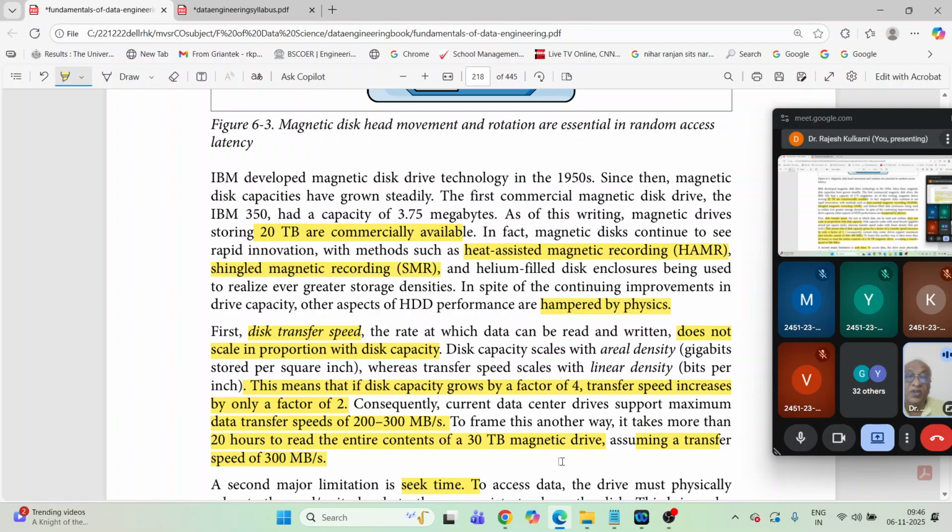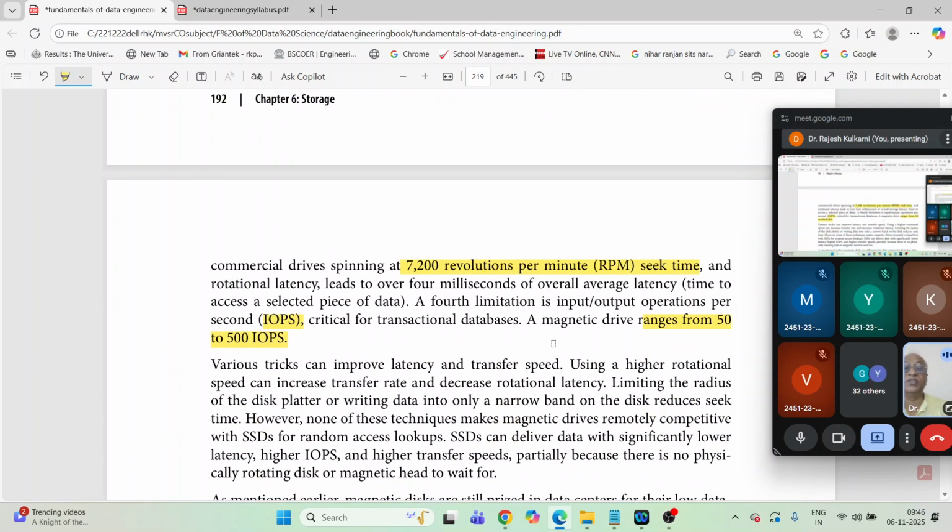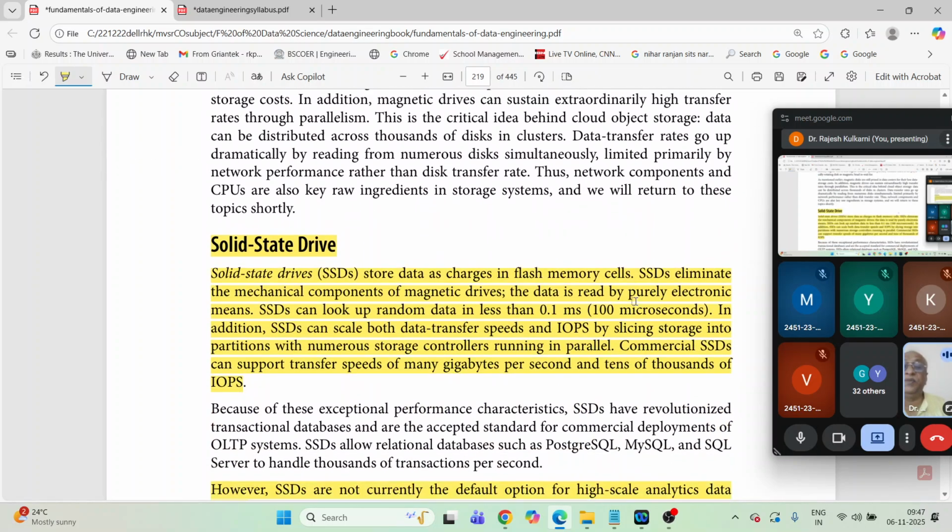Here he has given an example also. Say there is a 30 terabyte drive, and it takes 20 hours for you to read the entire contents, because there is a limitation of transfer speed, which is 300 MB per second. The other limitation can be seek time, the other can be rotational latency, and the other can be IOPS, which stands for input output operations per second. I am assuming you have learned all this, and these are simpler topics, that's why I may be skipping.